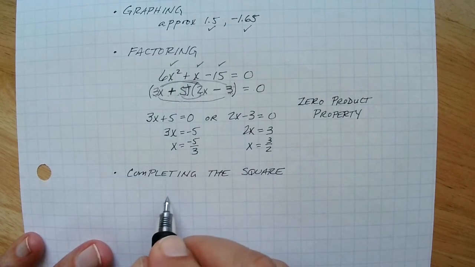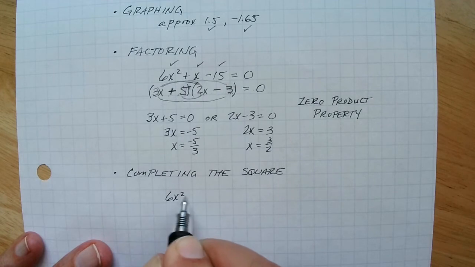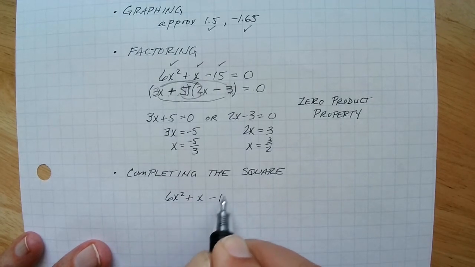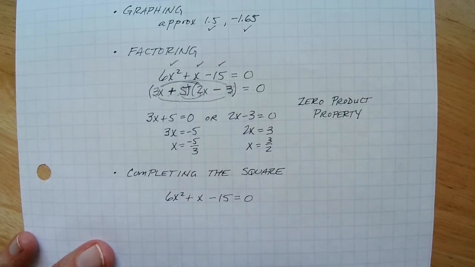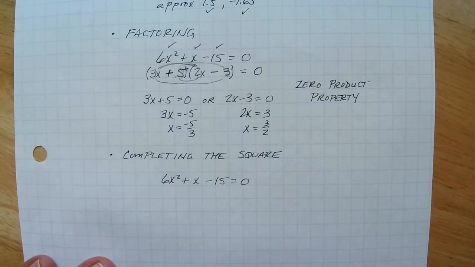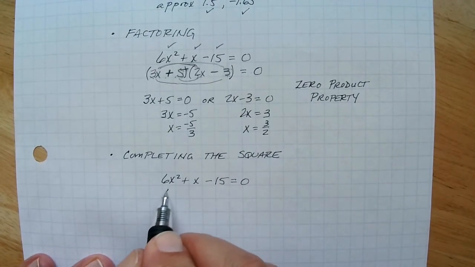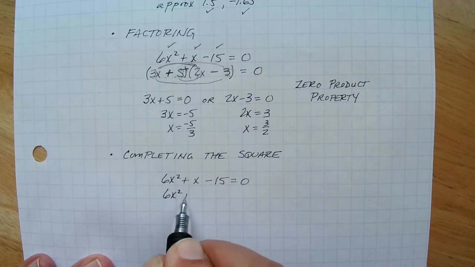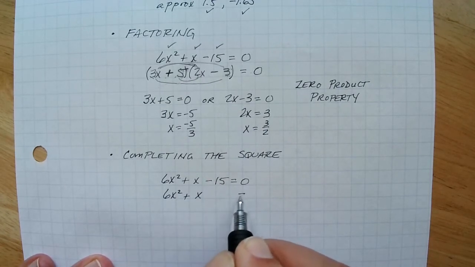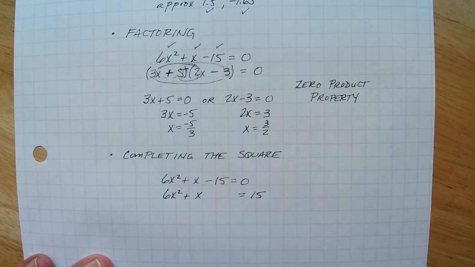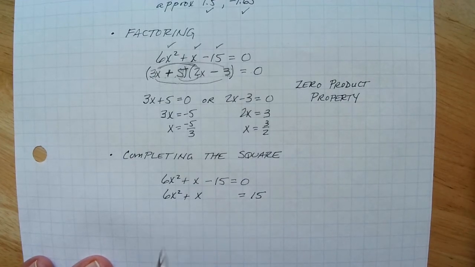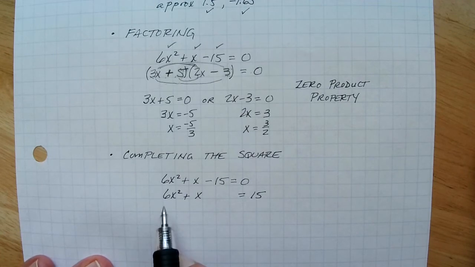So we start with our original expression, 6x squared plus x minus 15 equals 0. Now what I'm going to do is move the 15 over. I like to get the quadratic term and the linear term together, and I send the constant over to the other side. Then the next step is I need to have this thing be a perfect square, and 6x squared is not a perfect square, so I'm going to go ahead and divide everything by 6.